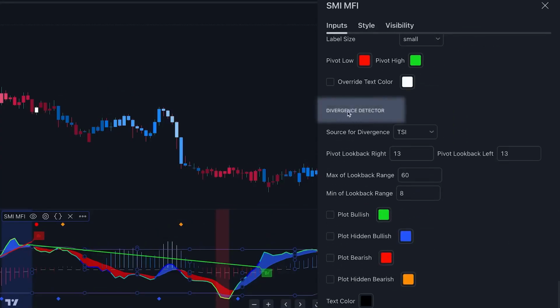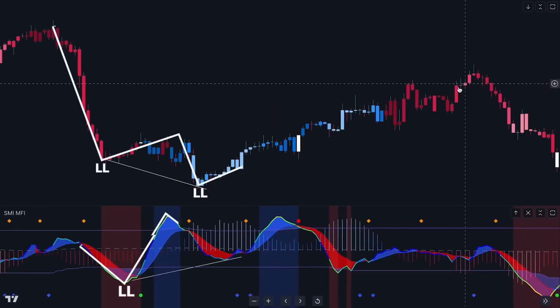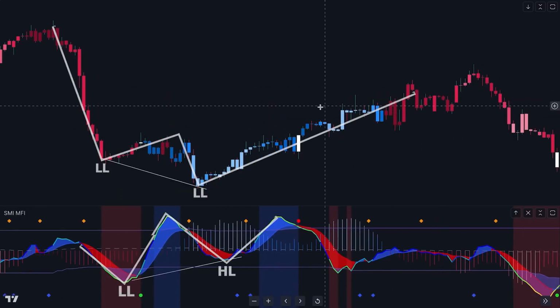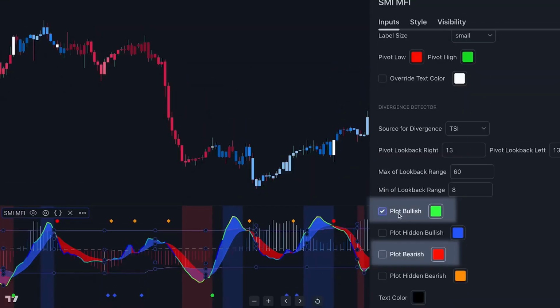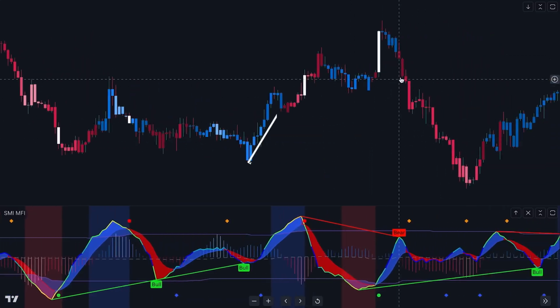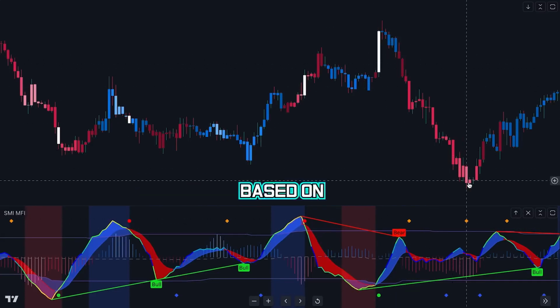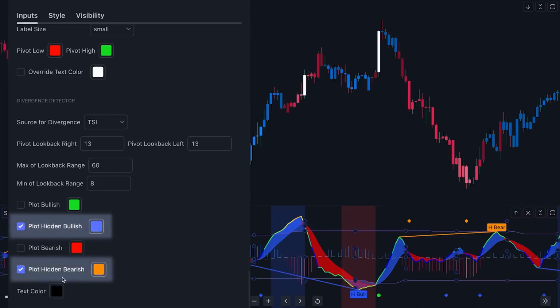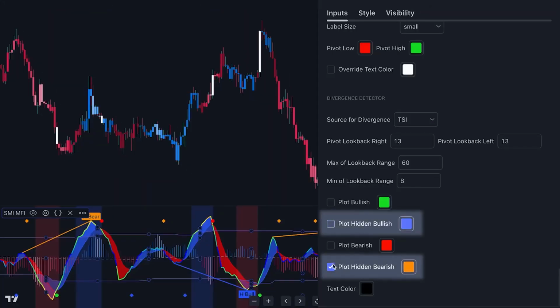And right below those options, we have divergence detector. A divergence is when the price of the asset trends in another direction than the oscillator and can be an early sign of a trend reversal. Usually you would need to manually draw on the chart to find these divergences, but this indicator can automatically plot these divergences for you on the chart. Here we can see the price is making higher highs, but the oscillator is making lower lows, and this is a bearish divergence. We can execute based on this signal. Hidden divergences in this indicator are typically considered weaker divergences, so we will keep these disabled for now.